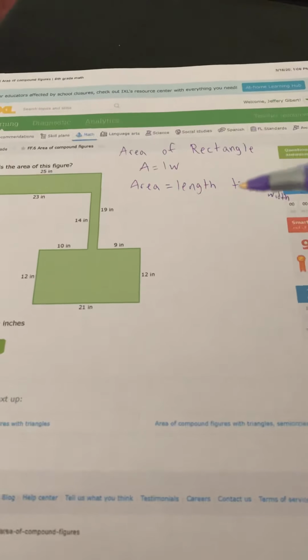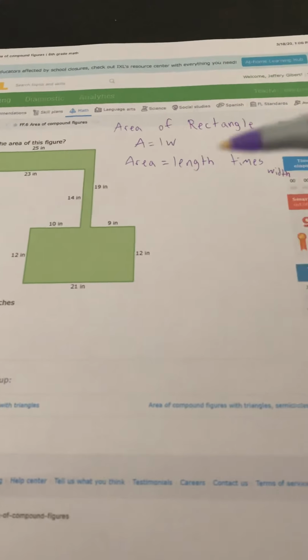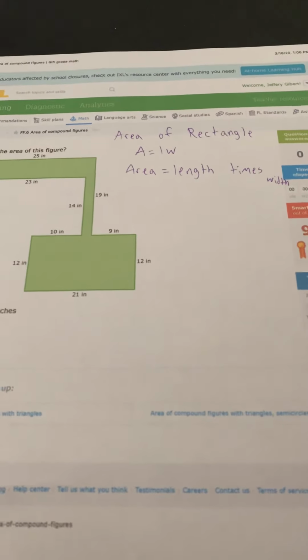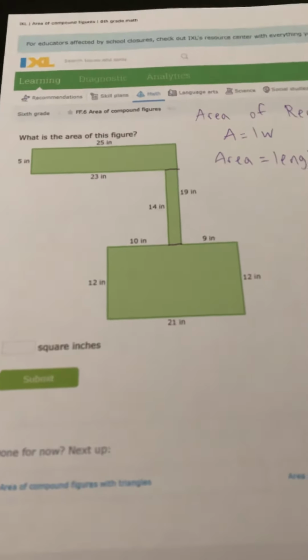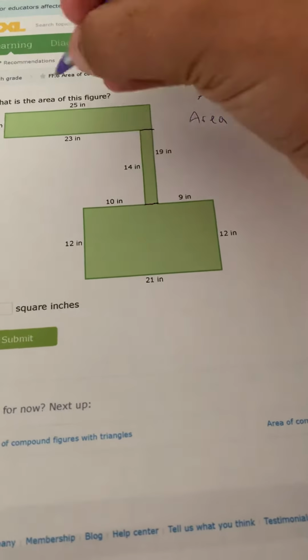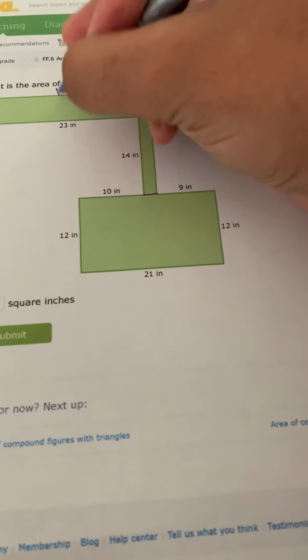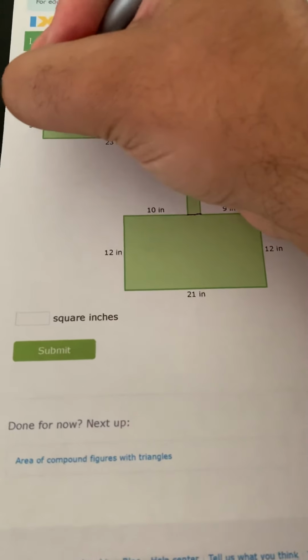So the area of a rectangle formula is A equals LW, or area equals length times width, also known as A equals BH, area equals base times height. So I'm gonna make a line here, make a line here. So right here, as you can see, the length of this is 25 inches. The width is 5 inches.